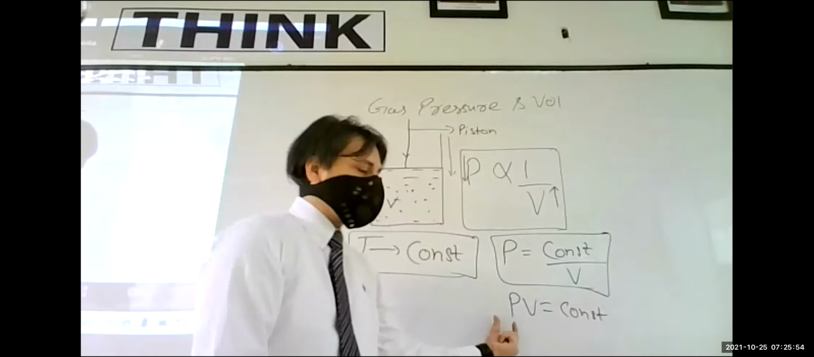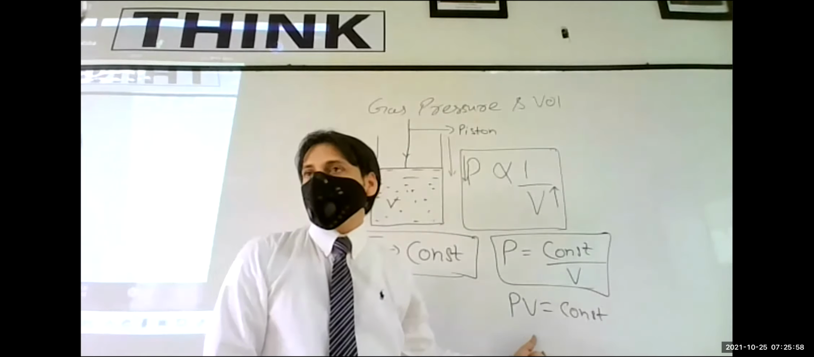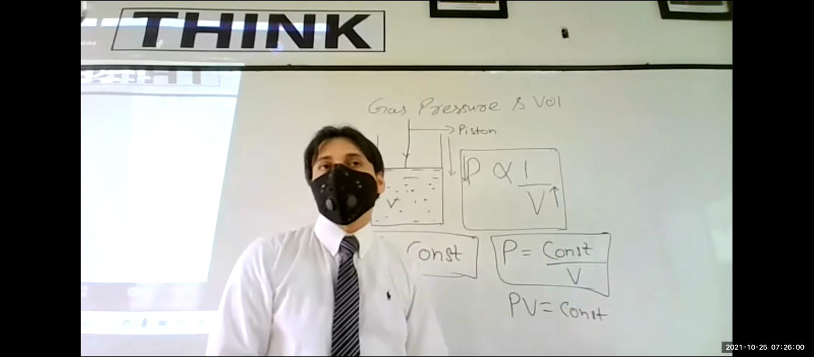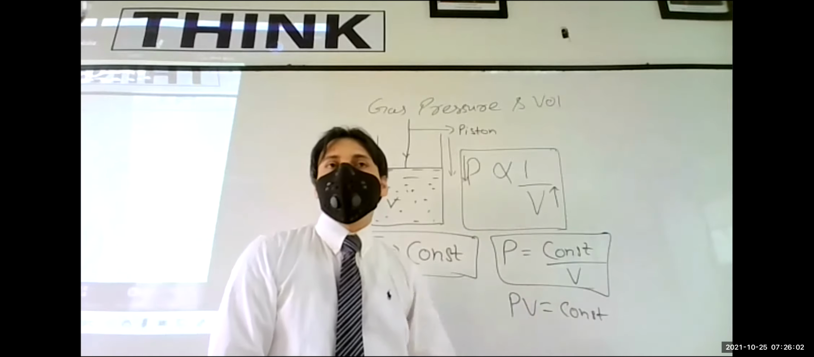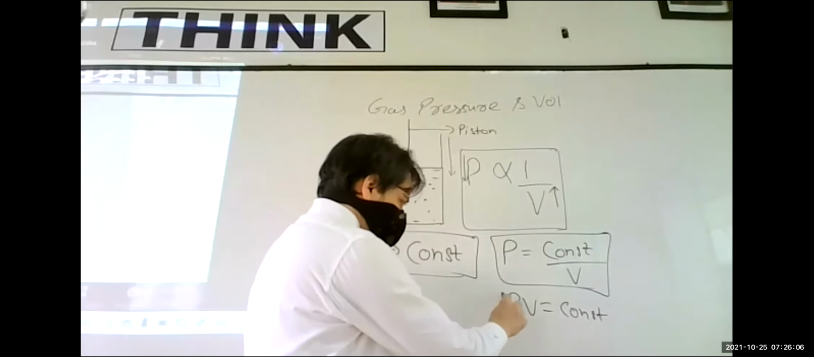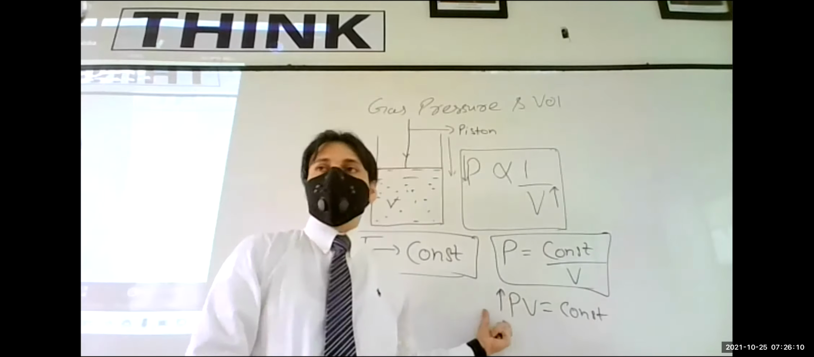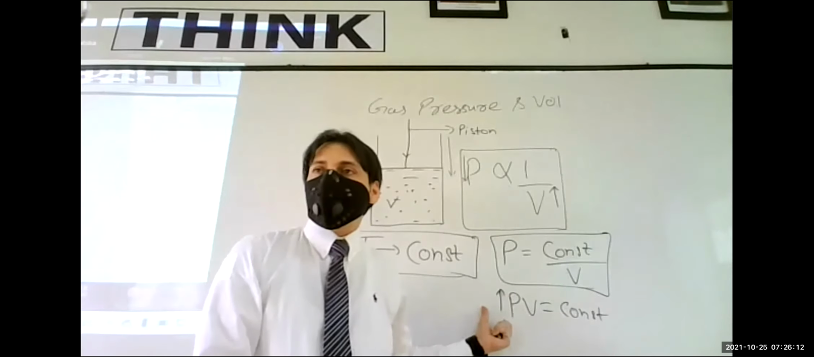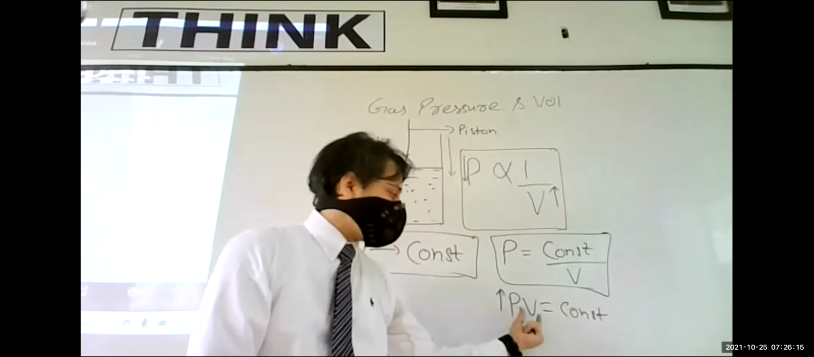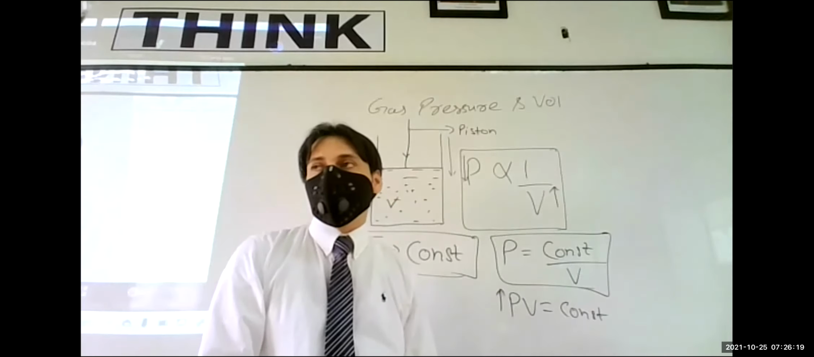This means that the product of pressure and volume will give you what? A constant value. Constant value means, children, again, if one factor increases, if I increase P, in the same proportion the volume will decrease, so that their product becomes constant.